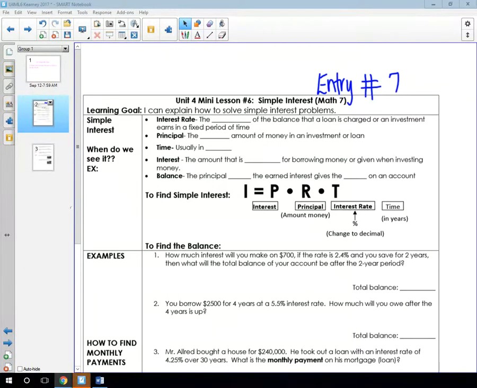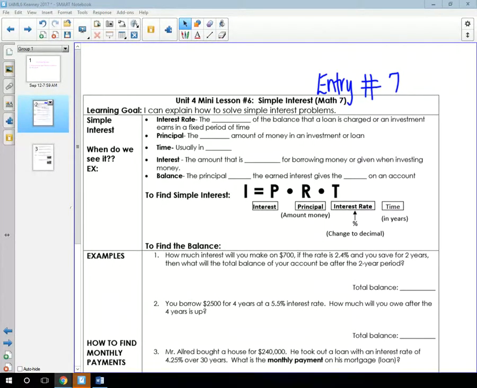All right, guys, so today we're talking about something called simple interest. Our learning goal is that by the end of today, I want you all to be able to explain to someone else how to find interest and how to find total balances of maybe a bank account or a loan. So I'm going to ask you a few questions.